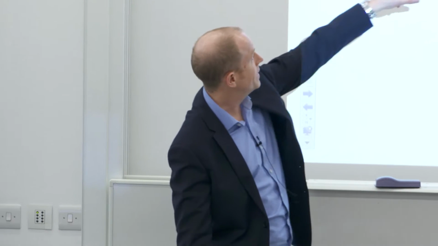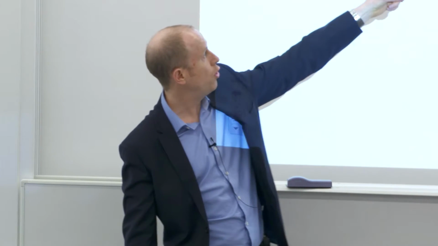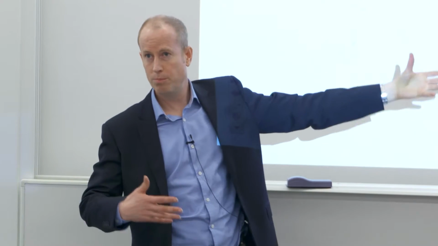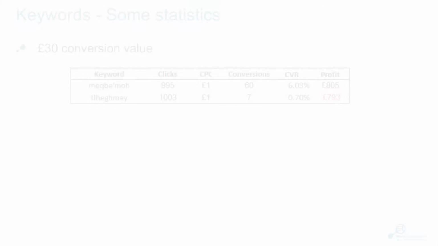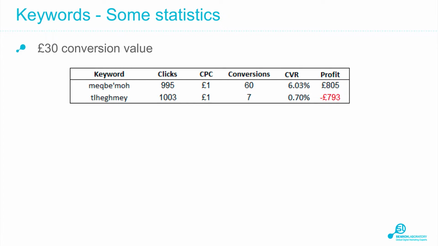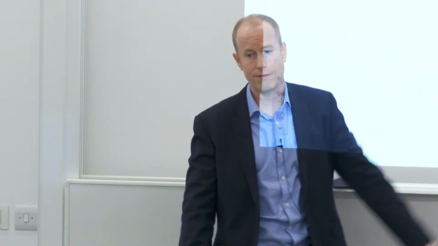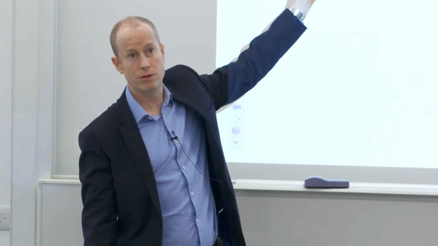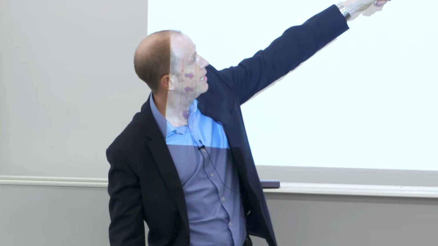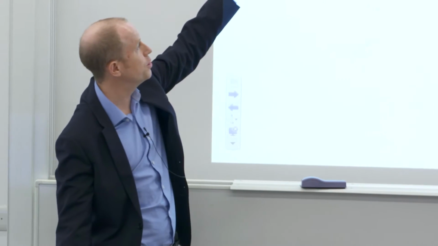I don't know if you can see that, but this top keyword has had 995 clicks, and the cost per click is £1. This is a pay-per-click campaign. So that keyword has cost us £995. So we're all with that concept. That's a pay-per-click keyword. And it's had 60 conversions of those 995 clicks. So a conversion is either a sale or an inquiry. And for this particular client, we valued a conversion at £30. So that particular keyword has given us 60 conversions at £30.